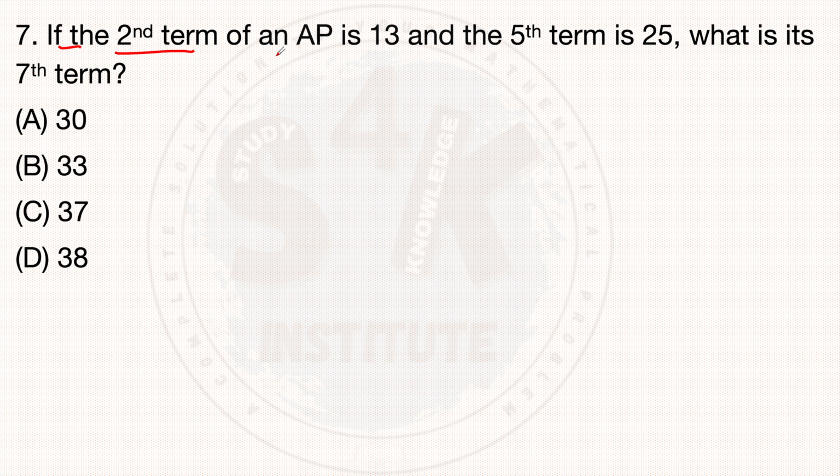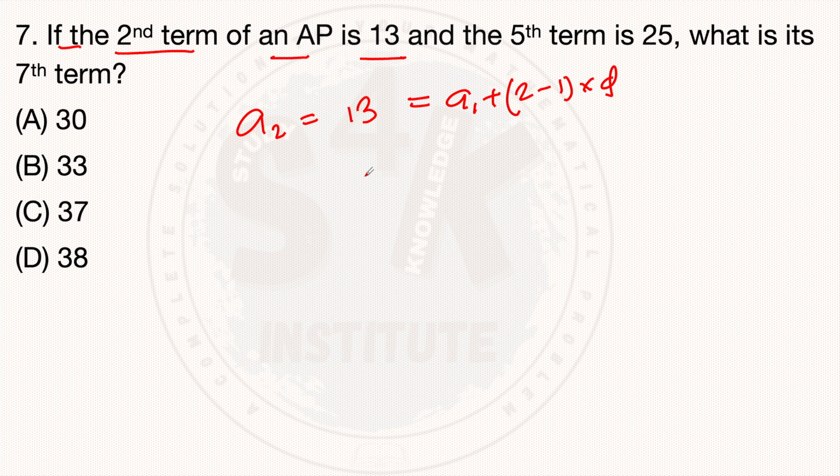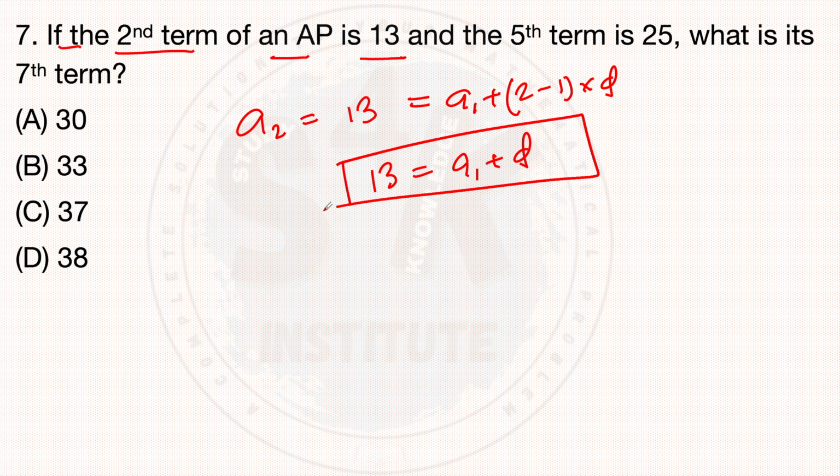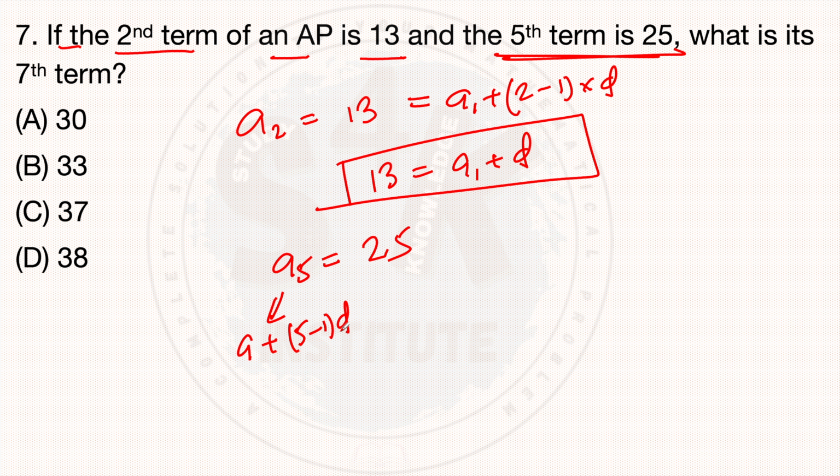If the second term of an AP is 13, so second term is given to you, that is A2 is given to you as 13. But if you know the formula, you will just simply write A1 plus 2 minus 1 into D, right? So you will be writing 13 is equal to A1 plus D, right? So the first equation is this. Now the second equation is given to you as 5th term, so A5. So what is A5? A5 is 25. You know the formula of A5, A plus 5 minus 1 into D, that is A plus 4D. A plus 4D is equal to 25. So you got the second equation.